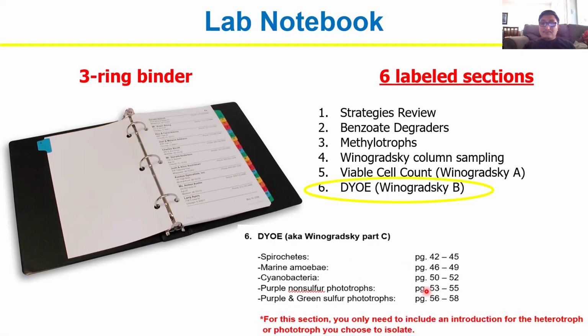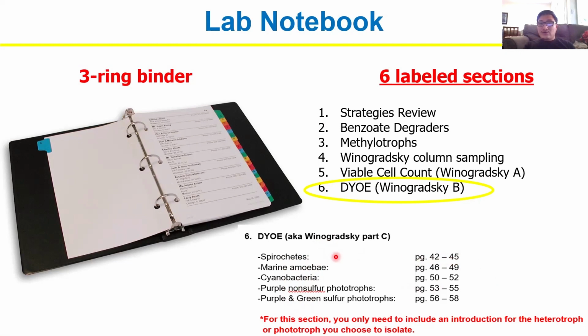Now, there's one section, section 6, which is going to be something specific for each person. It's going to be different, where you get to choose one of these 5 organisms or group of organisms. So for this experiment, you don't have to worry about all 5. You only worry about the one that you're actually doing. And I put the page numbers corresponding to each group of organisms.